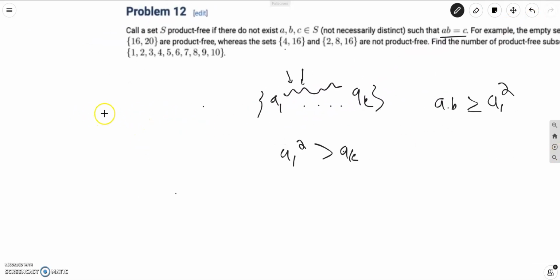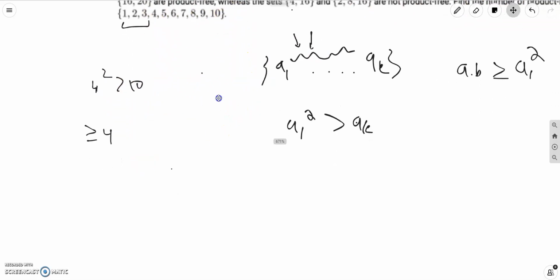And so what we notice is that 4 squared is greater than 10. So if we don't have 1, 2, 3 in here, and our smallest element is greater than or equal to 4, then we don't have to worry about this anymore, since A times B will always be greater than 10 for sure. So we can do cases on the smallest element using this.